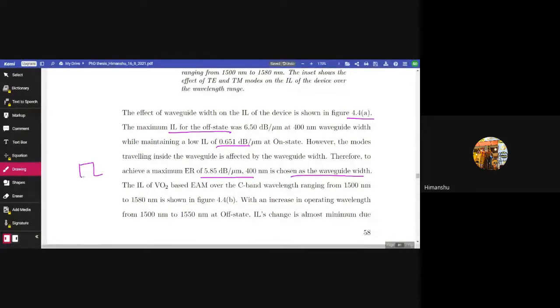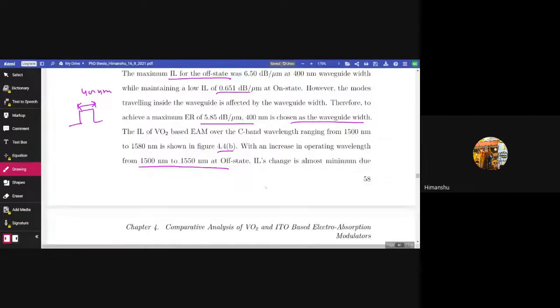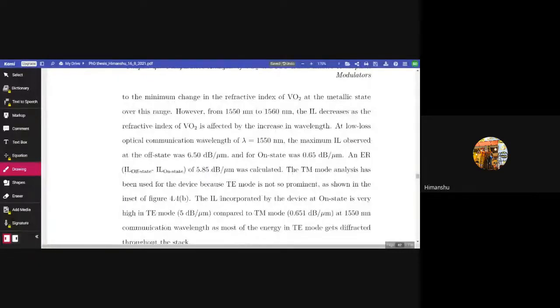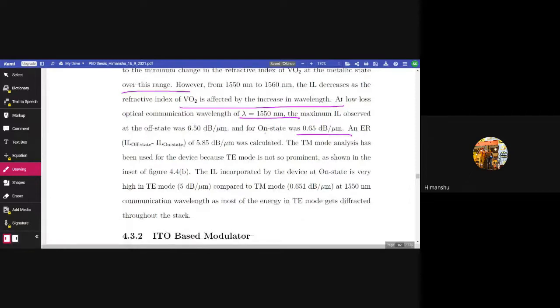The IL of VO2 based EM over the C band wavelength ranging from 1500 nanometer to 1580 nanometer is shown in figure 4.4b. With an increase in operating wavelength from 1500 nanometer to 1550 nanometer at off-state, IL changes almost minimum due to the minimum change in the refractive index of VO2 at the metallic state over this range. However, from 1550 nanometer to 1560 nanometer, the IL decreases as the refractive index of VO2 is affected by the increase in wavelength. At the low loss optical window wavelength of lambda equals 1550 nanometer, the maximum IL absorbed at the off state was 6.50 dB per micrometer, and for on state was 0.65 dB per micrometer. And ER, IL off state minus IL on state, of 5.85 dB per micrometer was calculated.